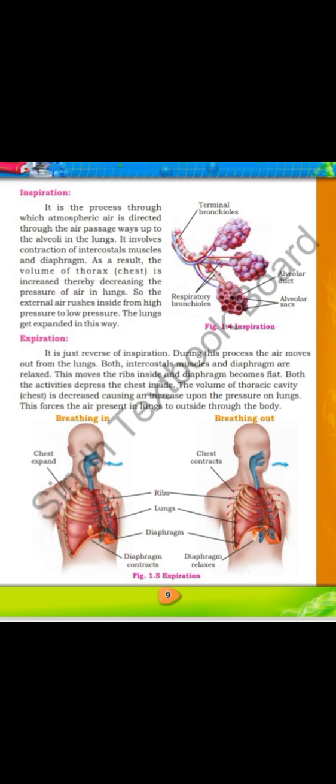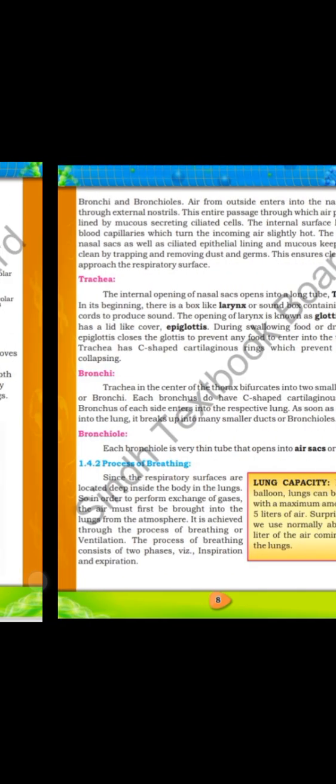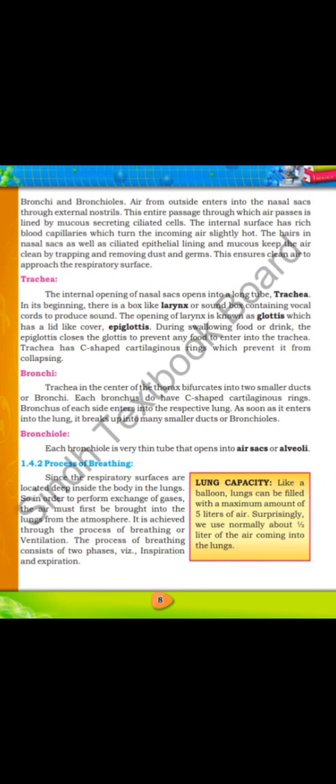So, dear students, it is our topic today, and now let's discuss the lung capacity. Dear students, like a balloon, lungs can be filled with a maximum amount of 5 liters of air, but we use normally about half a liter of the air coming into the lungs.